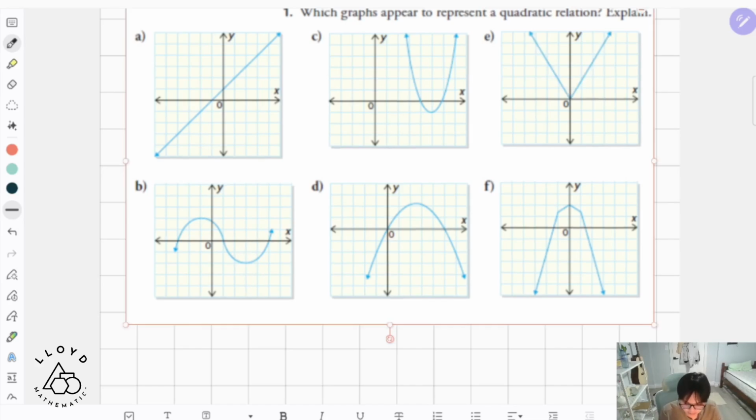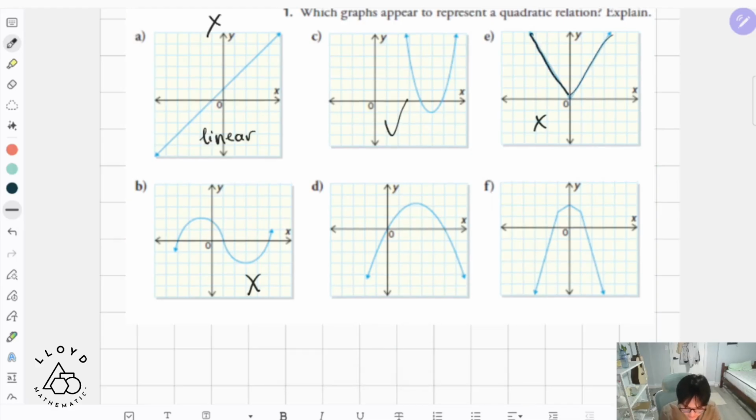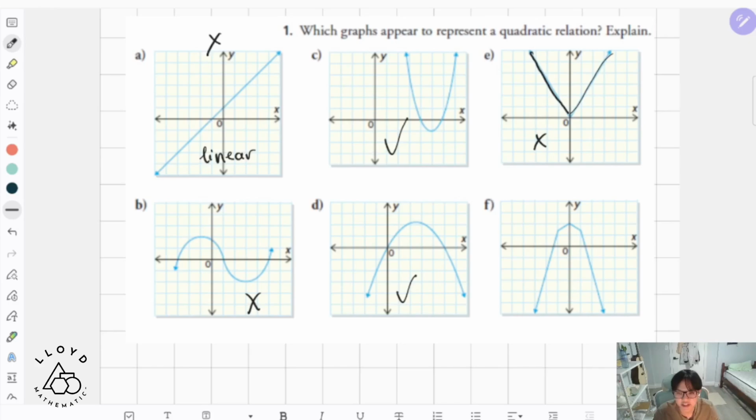And this one looks like the previous one, but it's facing downward. So it's also a parabola, which means it is a quadratic relation. So give it a tick. And the last one is a straight line. Some straight lines seem similar to a quadratic relation, but in this situation, it's not. So after this, we just have two examples, C and D, that are quadratic relations, and all the others are not quadratic relations here.